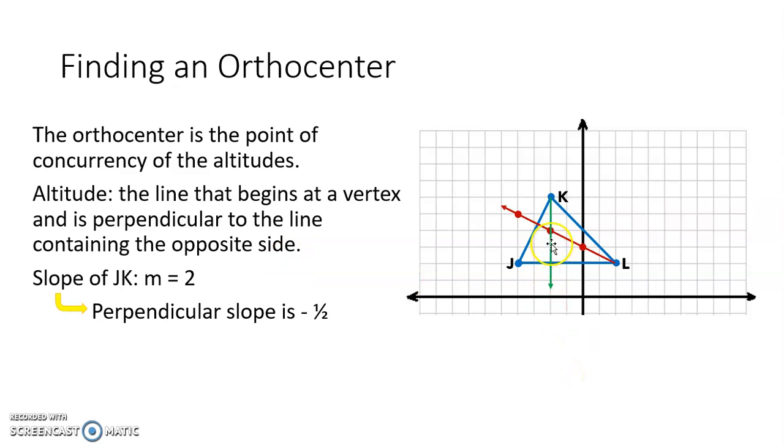Now all I need is the point where they cross. They cross at (-2, 4). And that is my orthocenter. So all I need to do is write down my answer, (-2, 4), and I'm done finding the orthocenter.